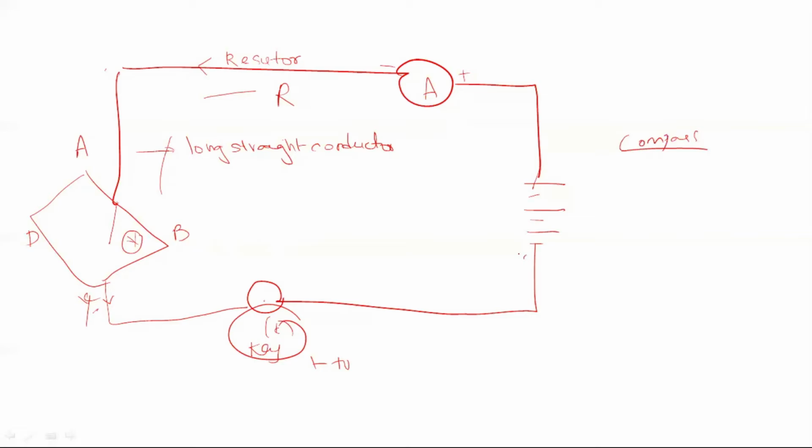Then when he closed the key, the current passes from positive to ammeter, ammeter to resistor, resistor to magnetic paper. From the magnetic paper it goes to the voltage source. So he observed that the magnetic needle got deflected when the key was pressed.